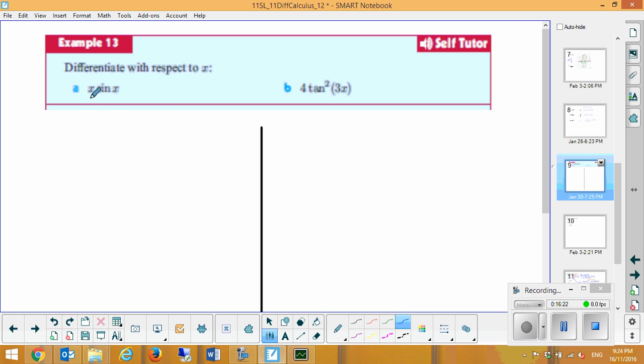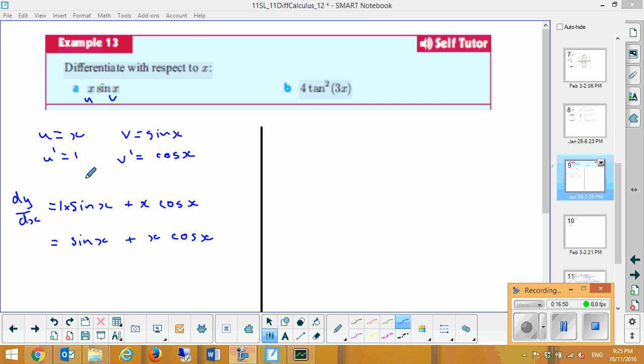Here we've got x times sine x, so we've got a product rule. So we're just going to go, remember our u and v: u equals x, u dash will equal 1, v equals sine x, v dash equals cos x. Pause the video and have a go. Okay, so just substituting in there, we get 1 times sine x plus x times cos x. You can't do much more to tidy that up.